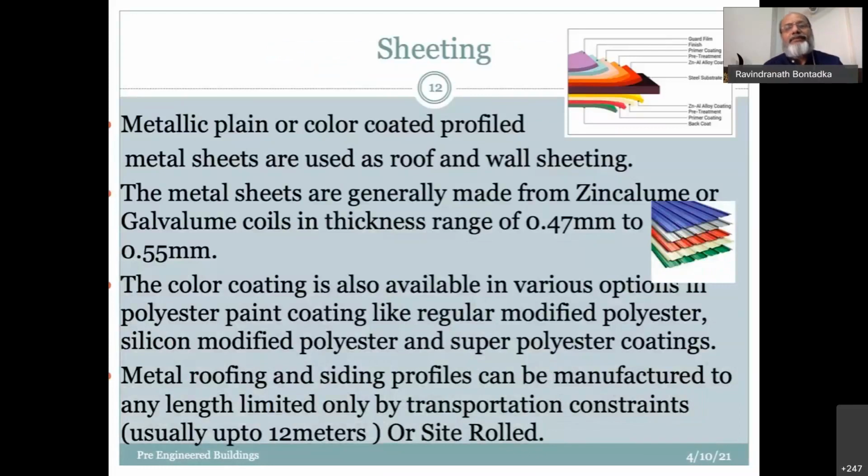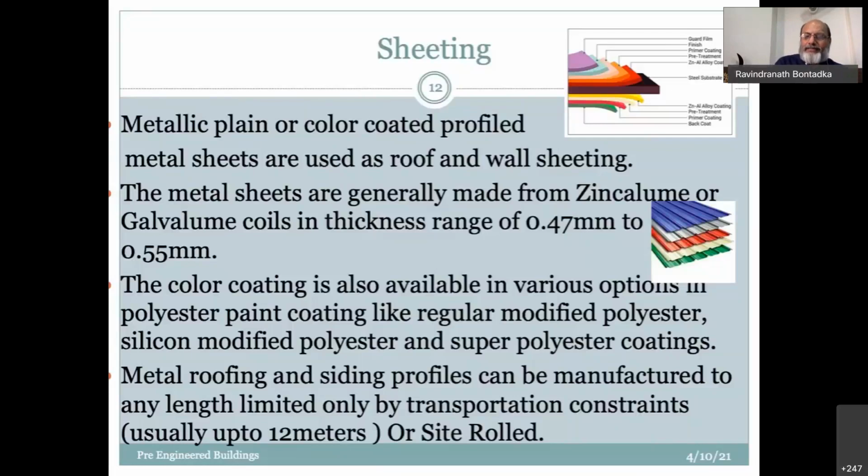Then the main part is the sheeting. The sheets nowadays we get with a steel substrate, and then either a Galvalume or a zinc-aluminum coating, with a thickness ranging from 0.47 to 0.55 mm. The color coating is also available in various options, where modified polyester, SDP, or super polyester coating can be used. And then metal roofing and side profiles can be manufactured to any length depending on the transportation constraints, or it can be site rolled.